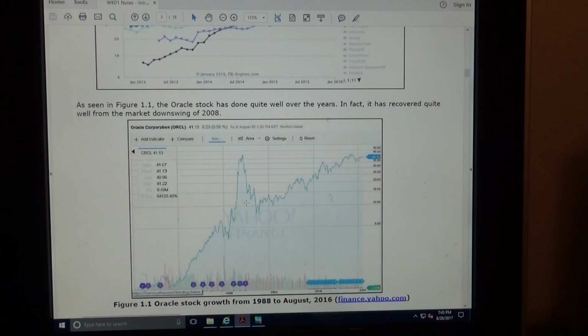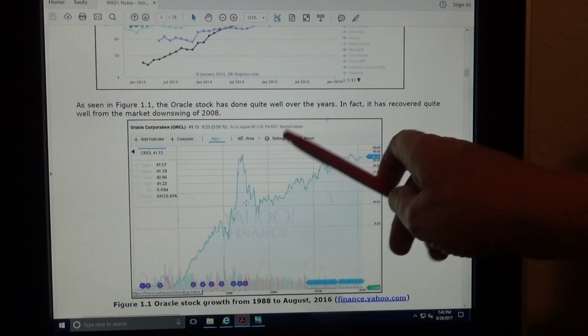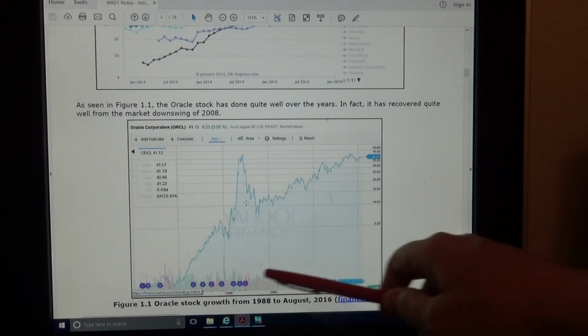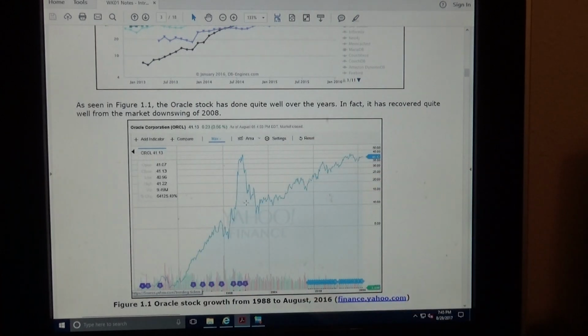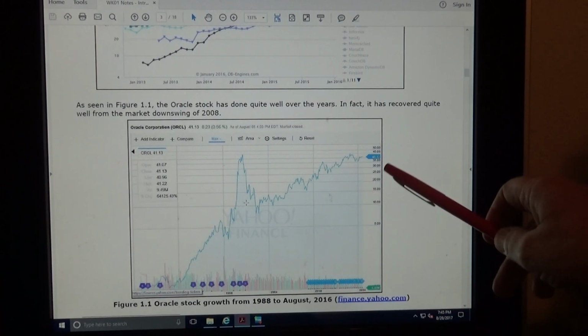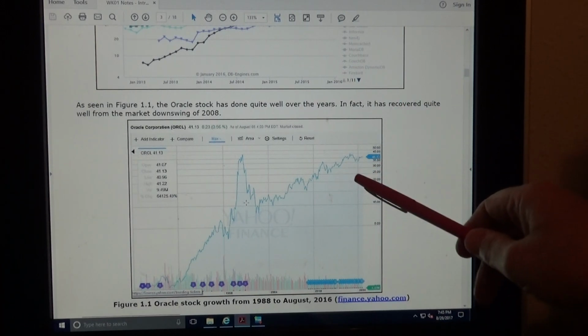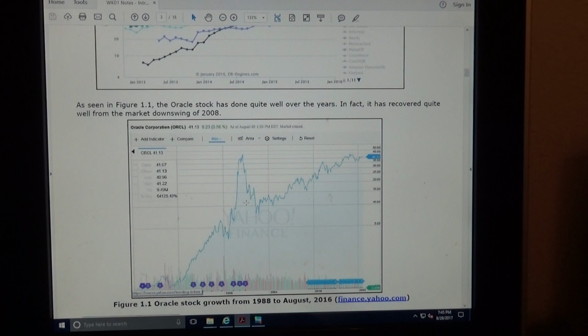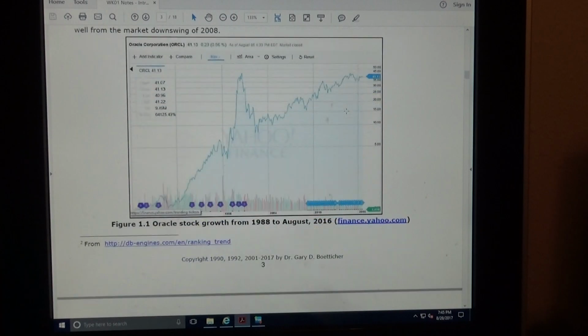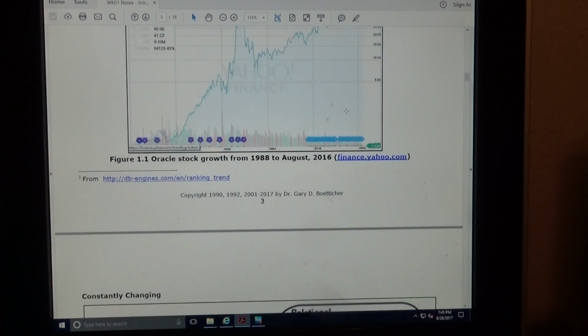Also, what we see is the Oracle stock over the years, and it's almost like a ruler going up dramatically. And this is a log scale, so we see a really nice growth there. And that's for the last 18 years or so. No, 28 years, sorry. And so Oracle is still dominating the market.